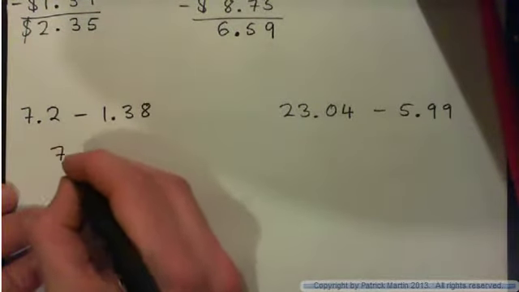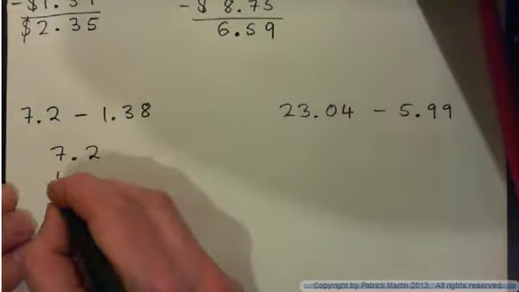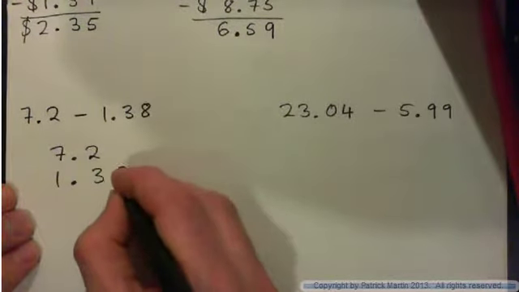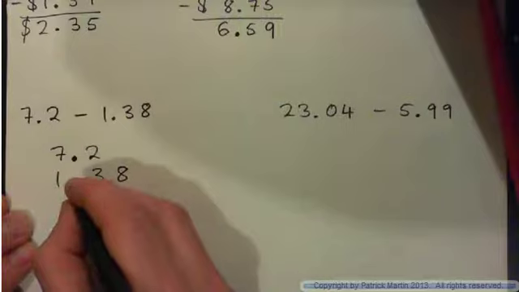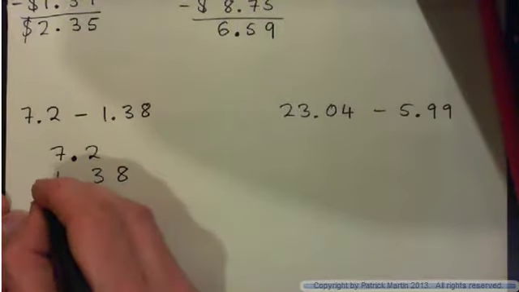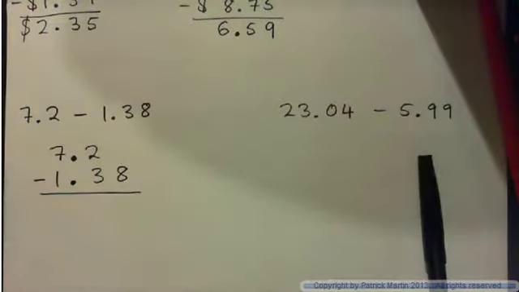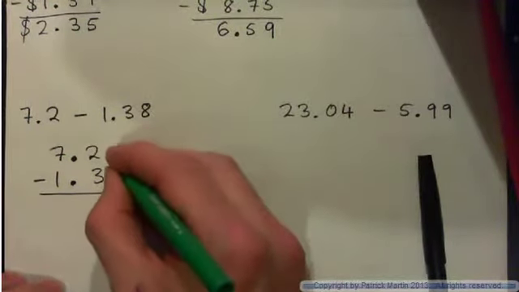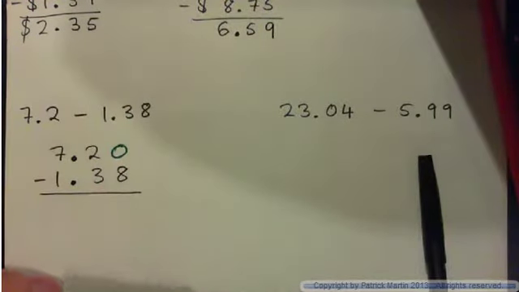Okay, let's see. 7.2 and then 1.38. The trick is to make sure the decimal points are underneath each other, right? We're going to subtract now, right? And once again, we should really put a 0 in that empty space. See that empty space? Let's stick a 0 there, okay? Stick in a 0, right?